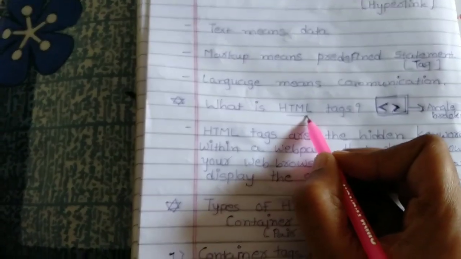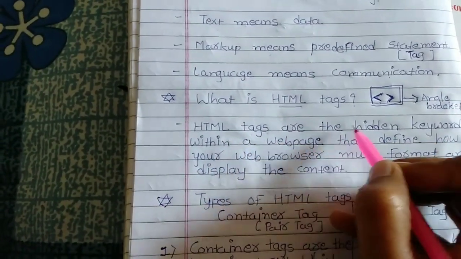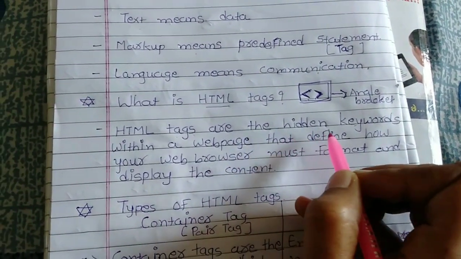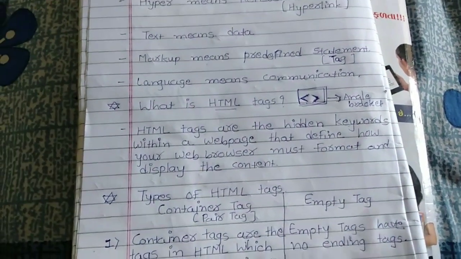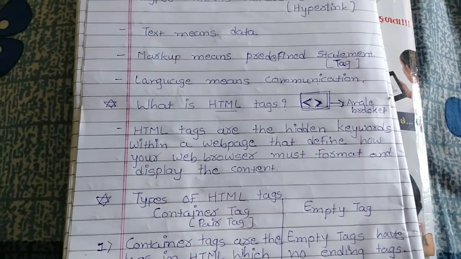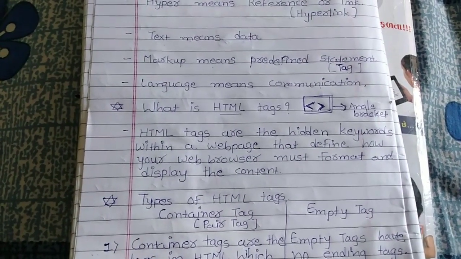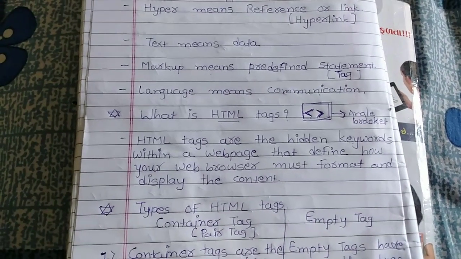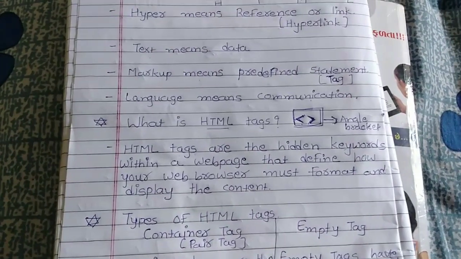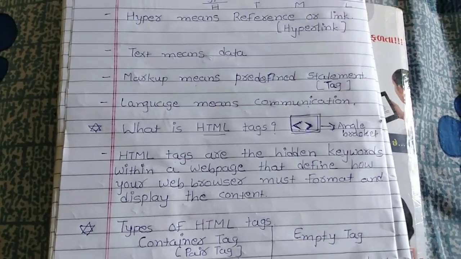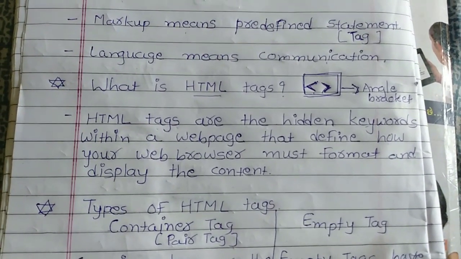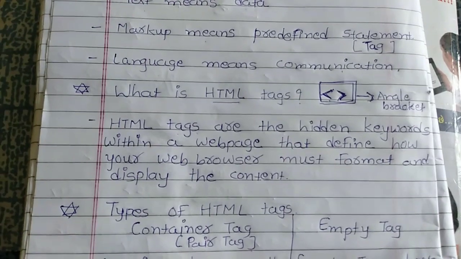What do you mean by HTML tags? HTML tags are the hidden keywords. What do you mean by hidden keywords? If I want to apply a bold effect to my sentence, then I have to use the B tag, that is bold tag. If I want to apply an italic slanting effect to my statement, then I have to use the I tag, that is italic. If I want to apply an underline effect, then I have to use the U tag, that is underline tag. This is known as hidden keywords.